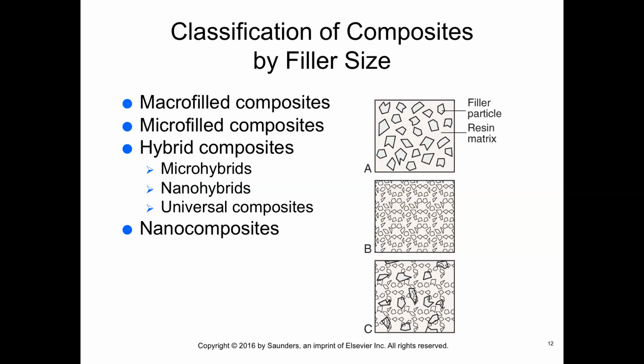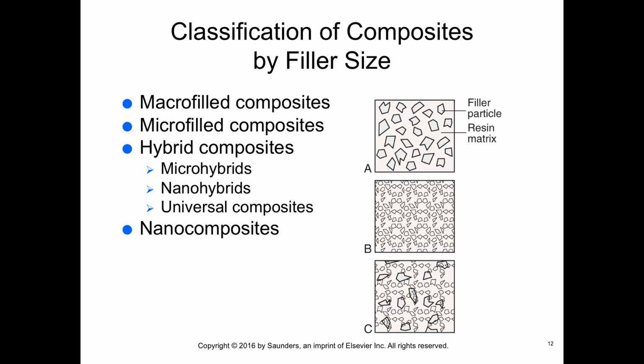Microfilled composites were developed to overcome the problems that arose with the larger particle size. They contain much smaller particles, which makes them weaker. However, they polish to a glossy finish and don't absorb stain as easily. Hybrid composites contain both large fillers and microfine fillers. They can be easily polished, have greater strength than the microfilled composites, and have a high wear resistance.